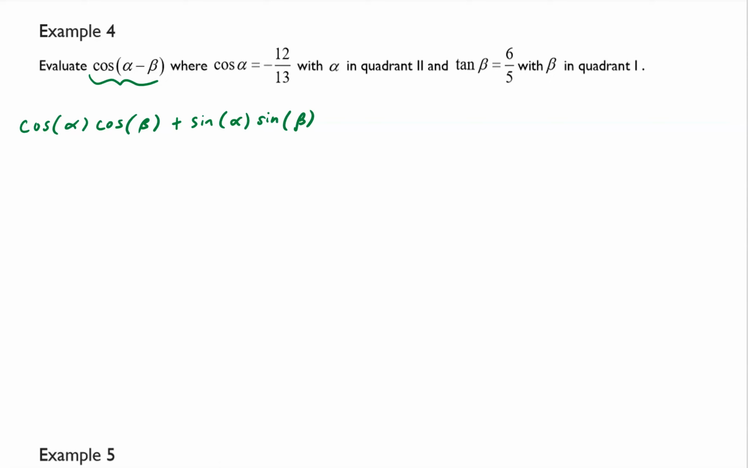So now that we have that down, we can fill in some of the values. So cosine of alpha is already given to us as negative 12 over 13. And that is the only one that's given to us. So the other values we will need to figure out. So I'm going to draw a right triangle, and actually alpha is in quadrant 2. So let me redraw this.